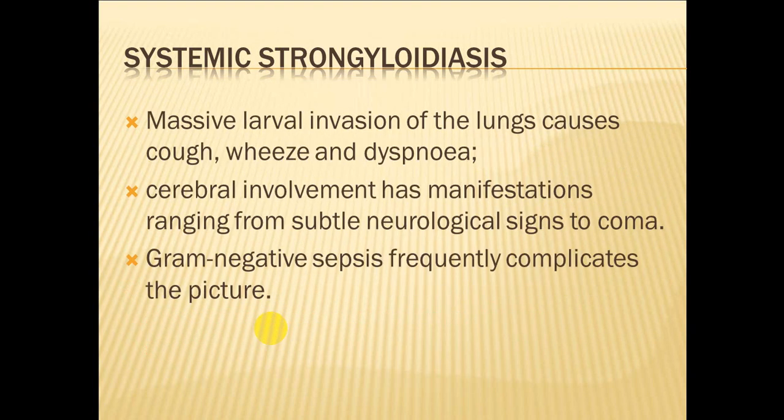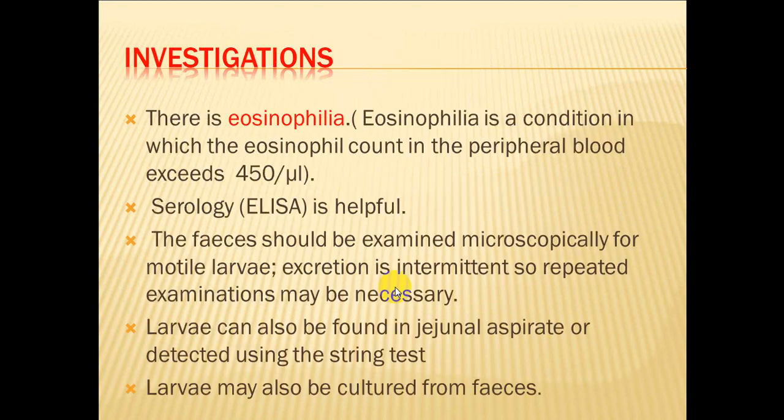Massive larval invasion of the lung causes cough, sneezing, and dyspnea. Cerebral involvement could be a manifestation of the disease. Gram-negative sepsis frequently complicates the picture. There is eosinophilia, more than 450 per microliter. Strong serology by ELISA is helpful.